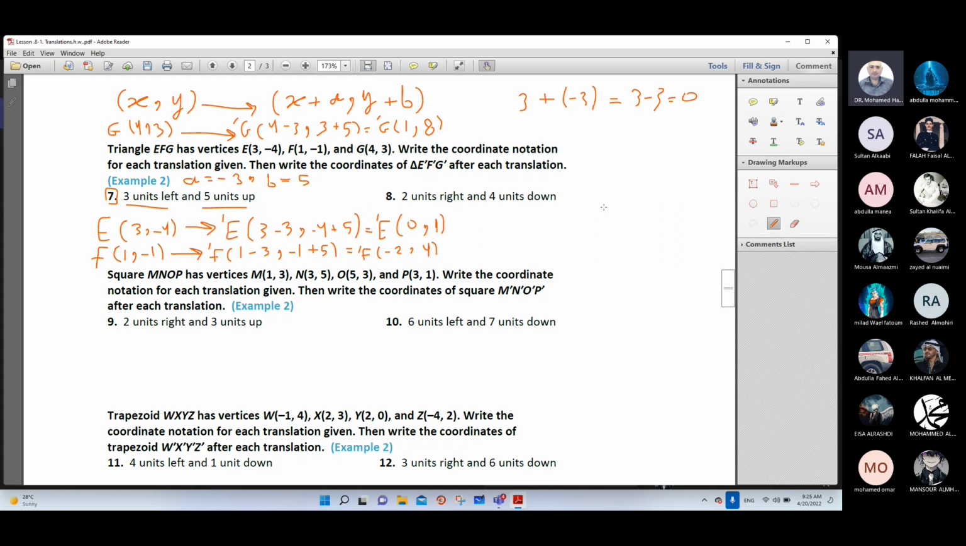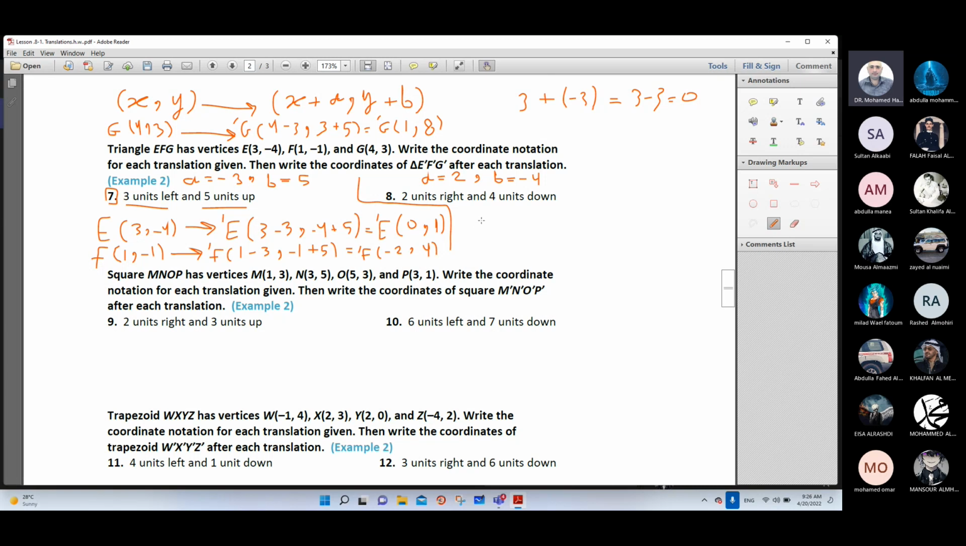Okay. Who has any question? It's clear. Okay. Fine. Number 8. Two units right means A equal to 2, and 4 units down means B equal negative 4. And we have the same rule for any translation. We have the same rule.